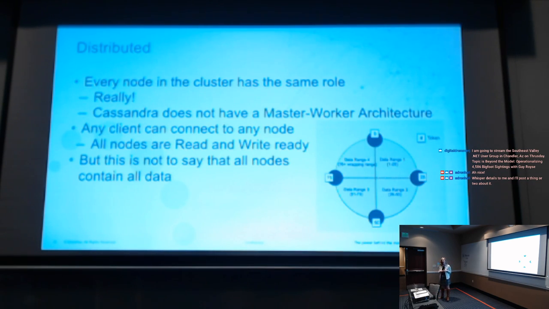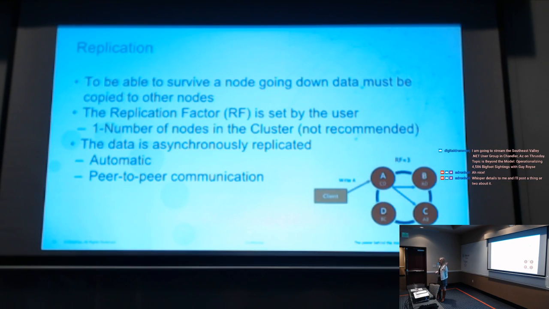So distributed, every node in the cluster has the exact same role. So I put here, really. That's actually true. Cassandra does not have a master worker architecture. So any client can connect to any node, and all nodes are read and write ready. But this is not to say that all nodes contain all the data, right? That just doesn't make sense. So that's when we're going to talk about replication here.